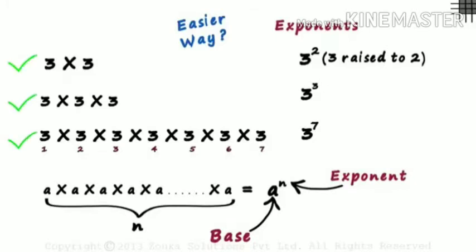In the 3 examples we saw, all of them have a base equal to 3. It is just the exponent that varies. In the first case, the exponent was 2. In the second case, the exponent was 3. And in the final example, the exponent was 7. In the coming videos, we will look at the different properties of exponents.